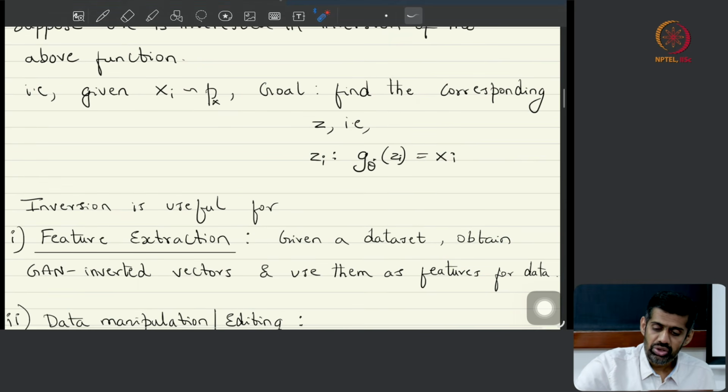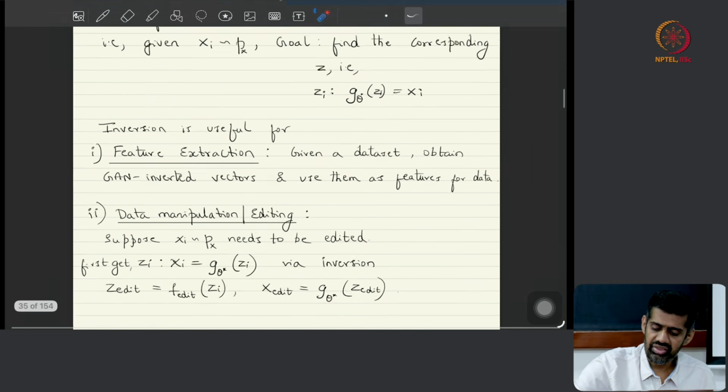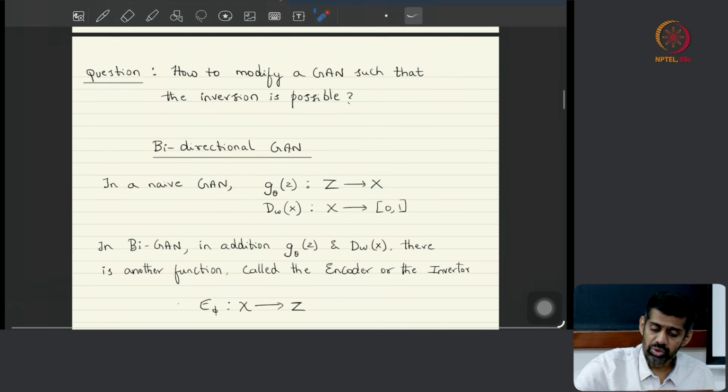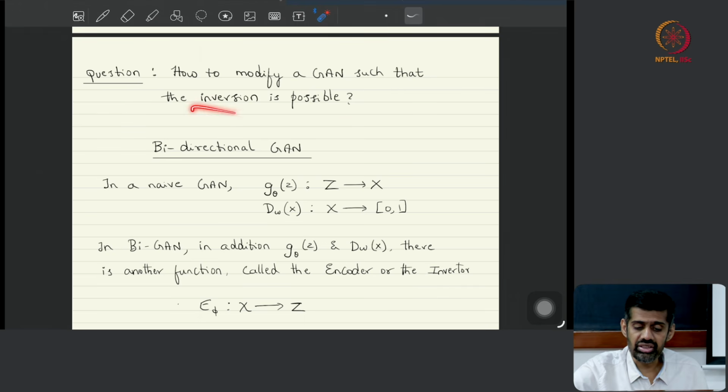Anyway, we already talked about feature extraction, data manipulation, editing, etc. Now the question is, how do you modify the adversarial framework such that the inversion is possible?